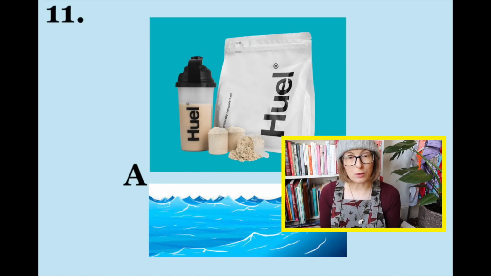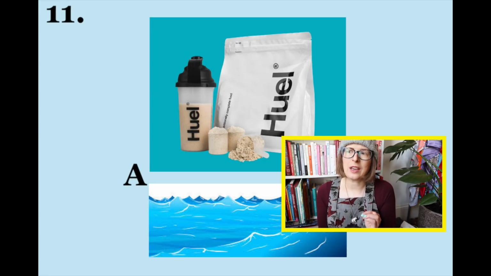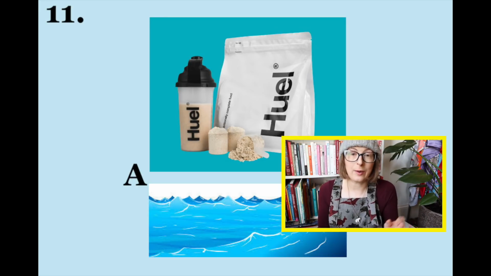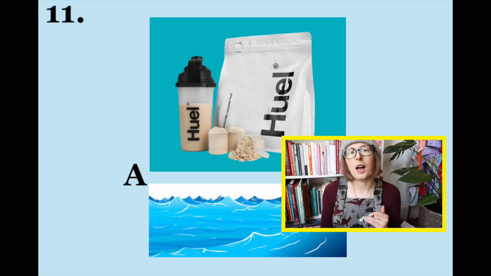Number 11, you can see a picture of Huel. Huel is something that Mr. M has for lunch, and I find it quite not great. It's, I guess, like a protein shake kind of thing. You can eat it instead of having actual food, but it has all the vitamins in that you're supposed to have, and he has that some days. Anyway, Huel, and then the letter A, and then you've got a picture of the ocean underneath.